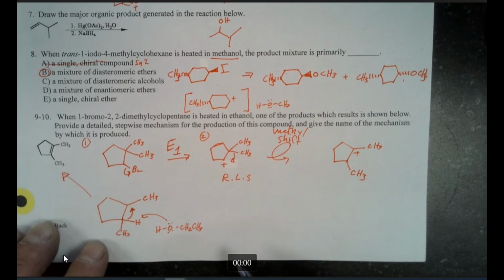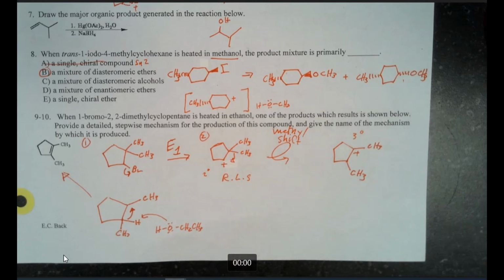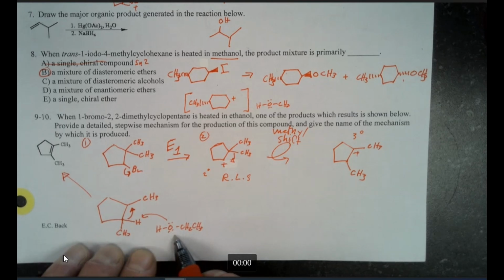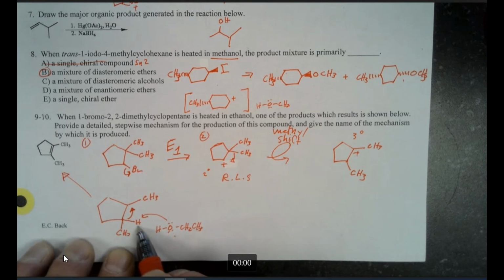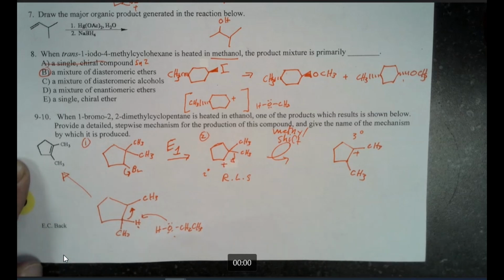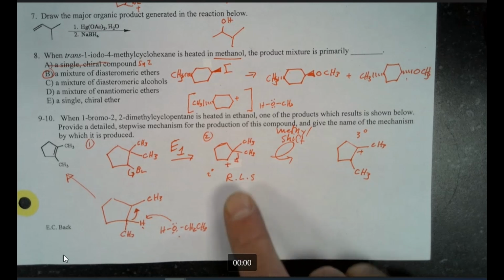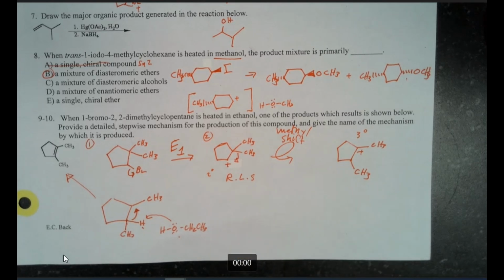So how does that mechanism work? Bromide leaves. Here's this secondary carbocation. Then we have a methyl shift. Now over there I have a tertiary carbocation. Here's ethanol, acts as a base, grabs this proton. These electrons move down, and we get to our product. Formation of the carbocation is the rate limiting step. Any questions on all those?